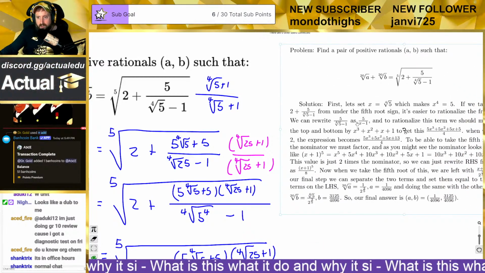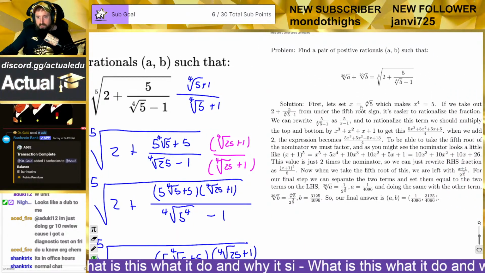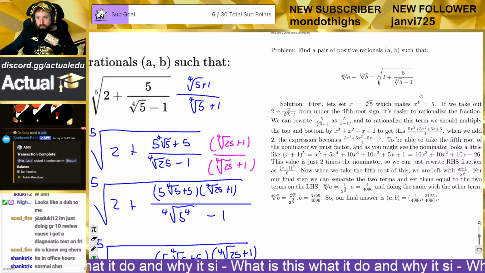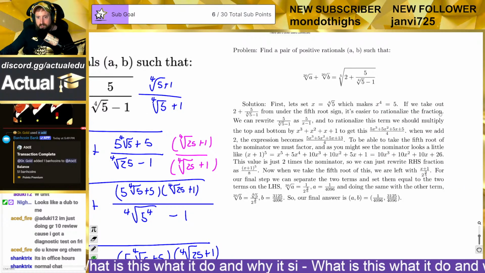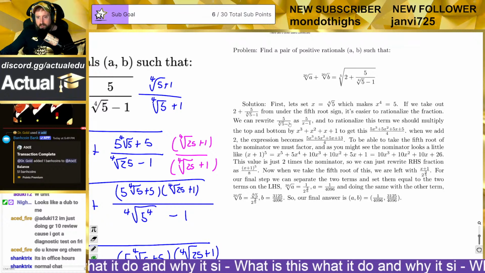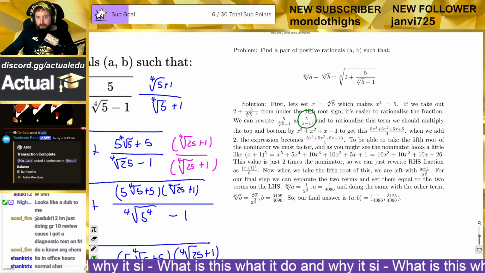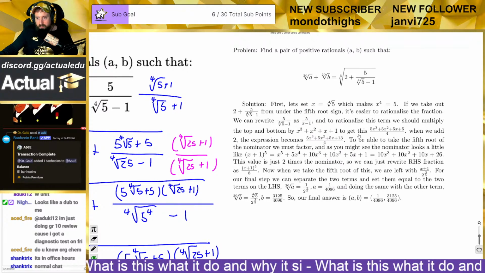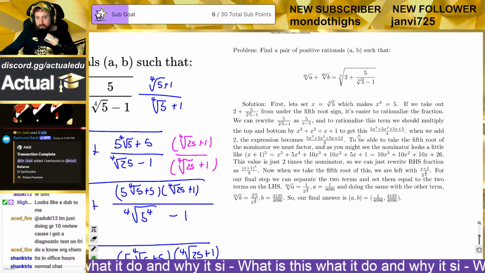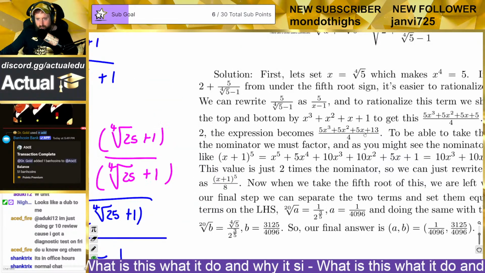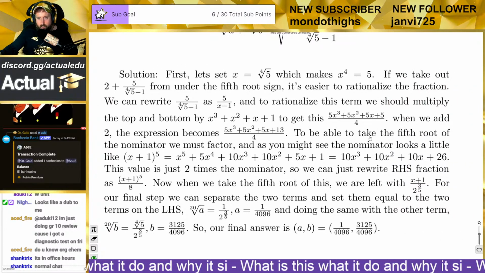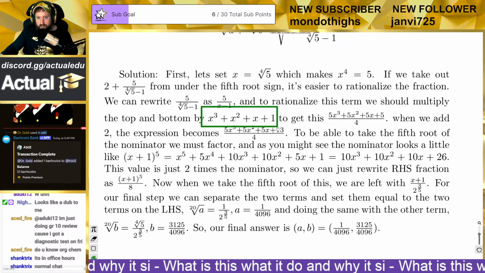Let's set x equal to the 4th root of 5, which means x to the 4th is equal to 5. If we take out this from under the 5th root sign, it's easy to rationalize this. We can rationalize this as 5 over x minus 1. Okay, I don't agree with this, though. Why are you multiplying the top and bottom by this?